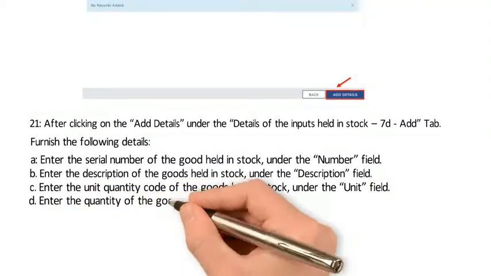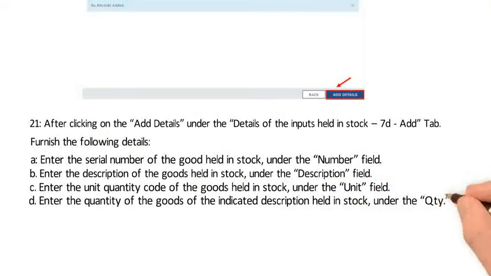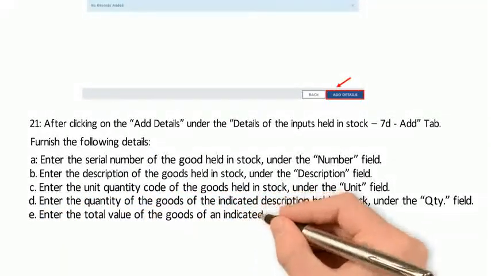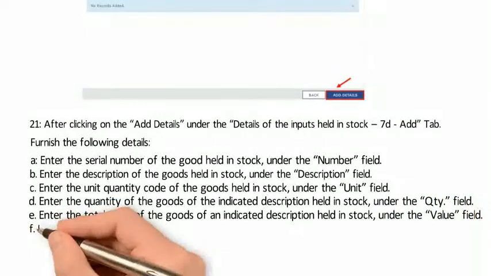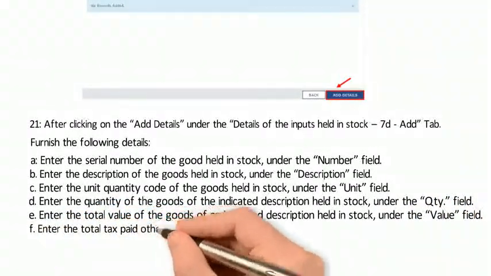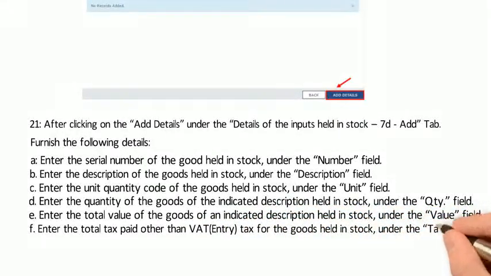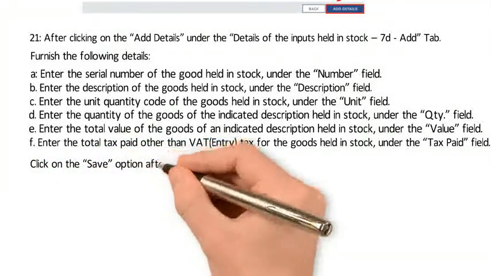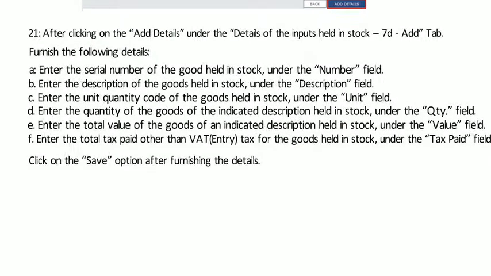D. Enter the quantity of the goods of the indicated description held in stock under the quantity field. E. Enter the total value of the goods of an indicated description held in stock under the value field. F. Enter the total tax paid other than VAT, entry tax for the goods held in stock under the tax paid field. Click on the Save option after furnishing the details.